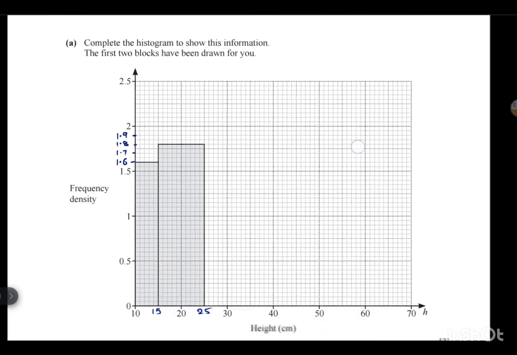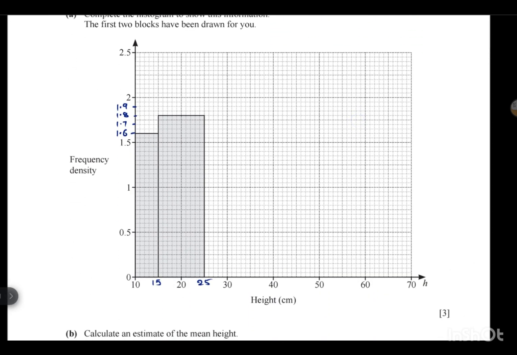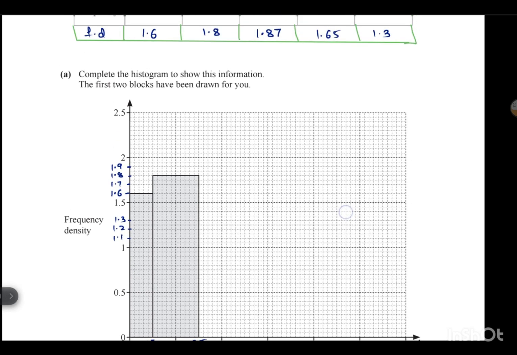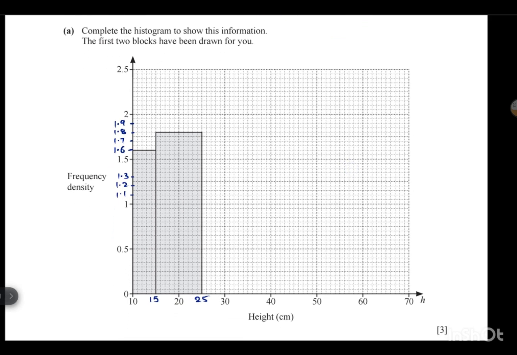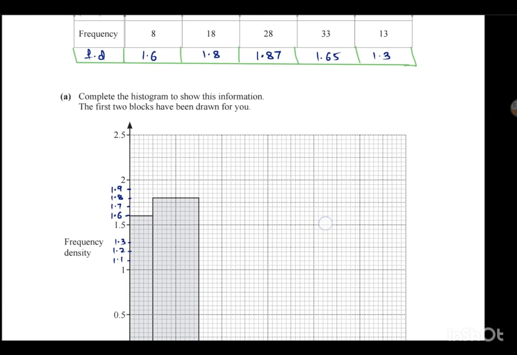And what else? 1.3 is needed. So 1.3 will be, let me mark 1.1, 1.2, and this is 1.3. Then 1.65 will be in between 1.6 and 1.7. So let us draw now.